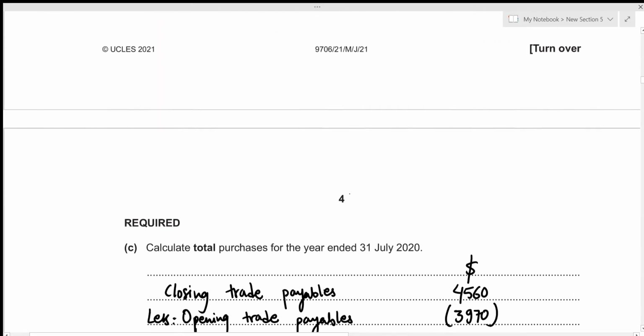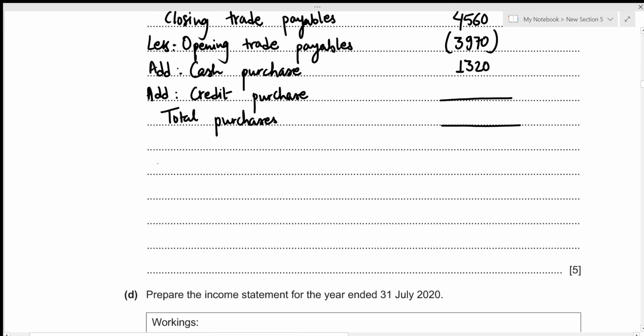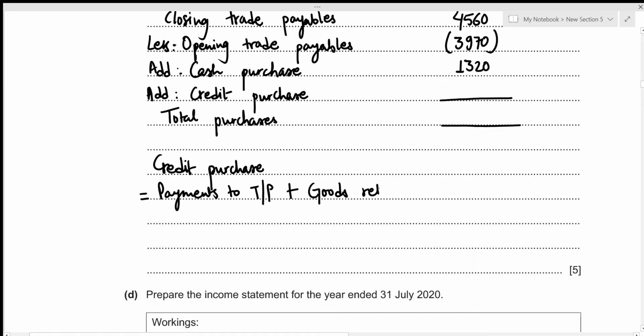All right, so I'm going to write it down here. So credit purchase, there are going to be three factors. The first one is payments made to trade payables plus the goods returned plus the discount received.